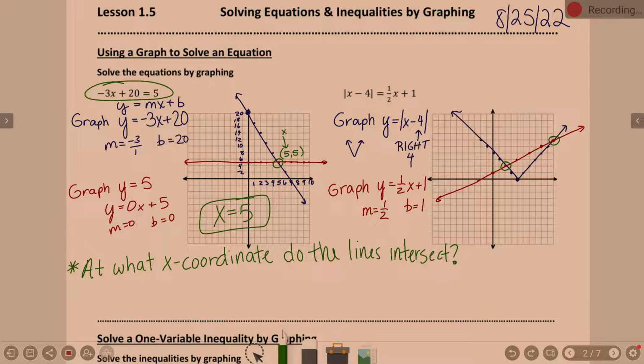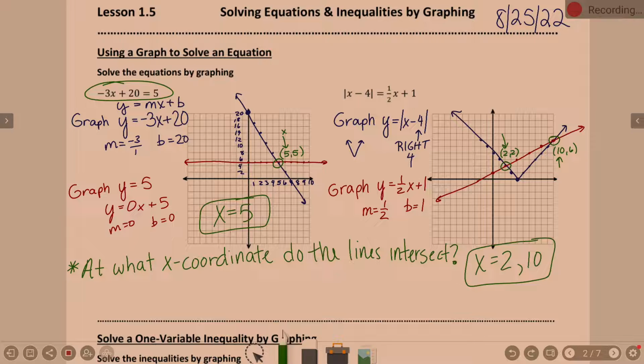Now, what are these ordered pairs? 2, 2 and 10, 6. What are my solutions? x equals 2 and x equals 10, because there are two answers to this problem.